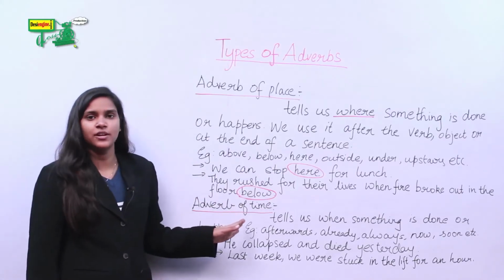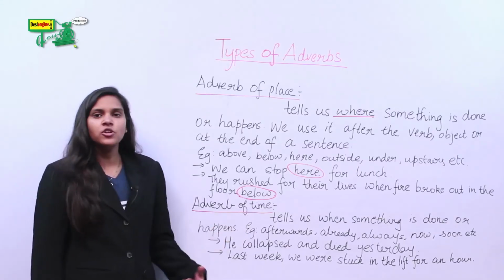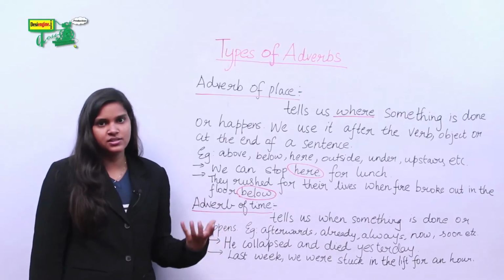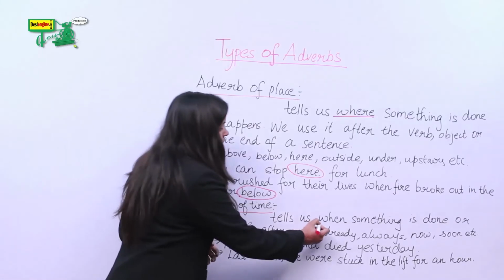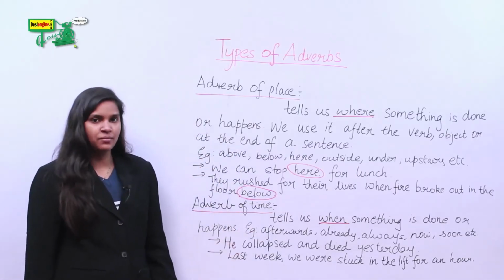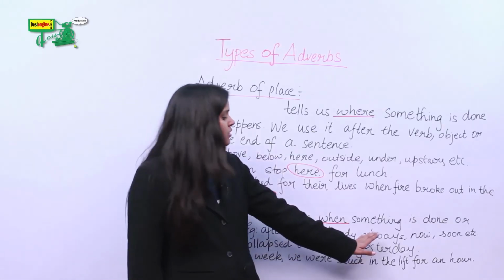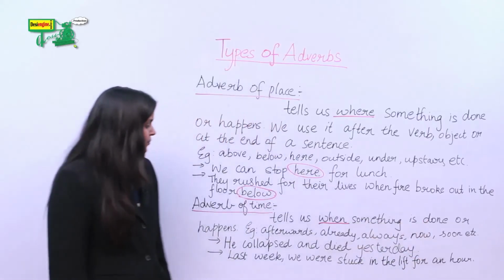Let's do the next kind of adverb, and that is the adverb of time. Adverb of time tells us when something is done or happens. The key word over here is when. Examples of adverbs of time are afterwards, already, always, now, soon, etc.